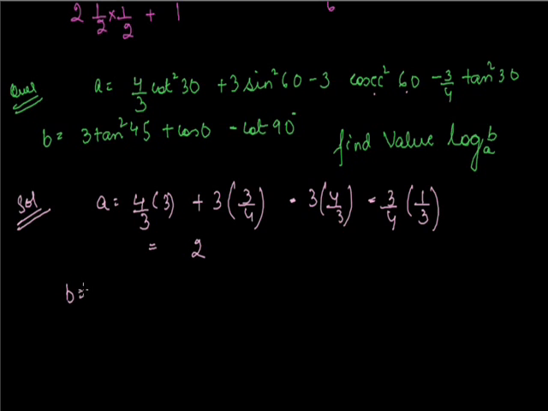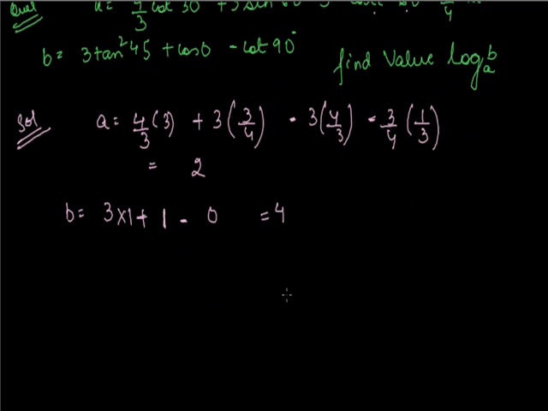Similarly for calculating B, I know the value of tan square 45 is 1, so 1 square will be 1, plus cos 0 is always 1, and cot 90 I know that it is 0. So this will be 3 plus 1, which is equal to 4. Now putting in the values in log A base B. Value of B is 4, value of A is 2.